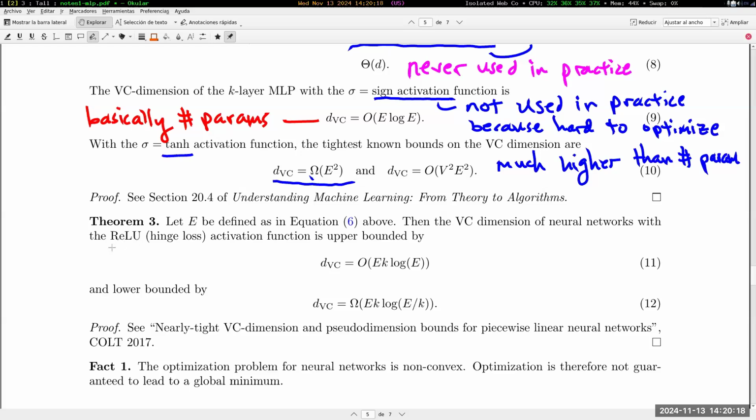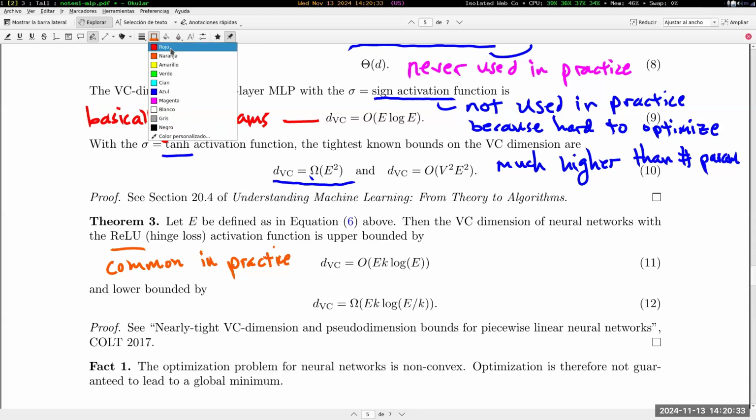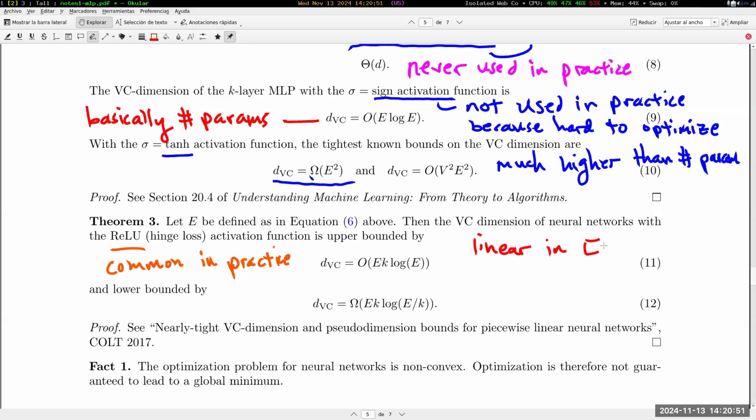Theorem 3, so the ReLU activation function. This is the most commonly used one in practice. One of the reasons for that is computational, that it's very fast to compute. But another reason is that the VC dimension bound over here is much, much smaller than the VC dimension bound that we had on the TANH. So here, notice that we are linear in E, which is significantly better than quadratic in E.